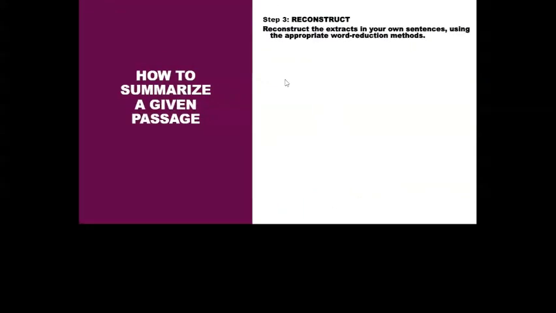Okay, so now let's move on. Step number 3, reconstruct. What does it mean to reconstruct, and what are you expected to reconstruct? Reconstruct the extracts in your own sentences using the appropriate word reduction methods. I have shown you in paragraph 2 what the writer advises the parents to do to instill self-control in their children. So you extract exactly that particular sentence, and then you extract other sentences.